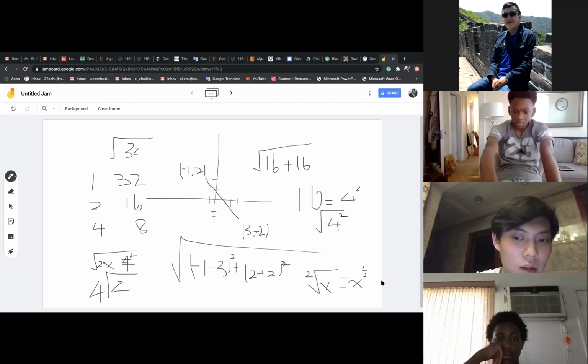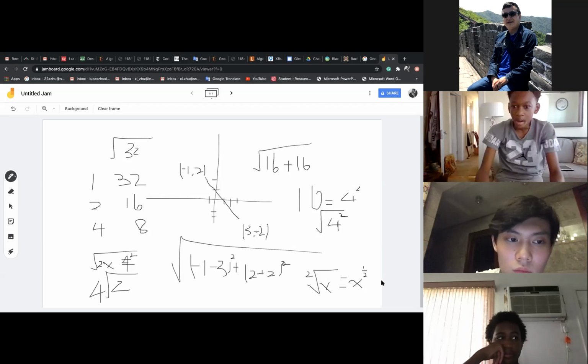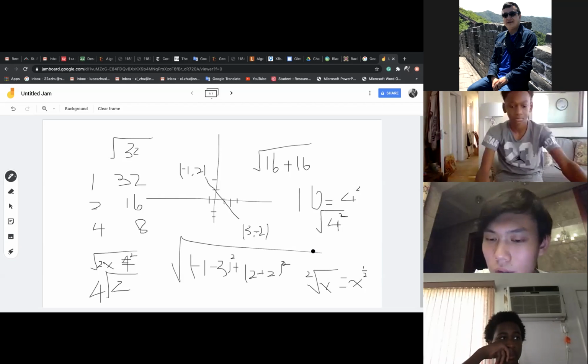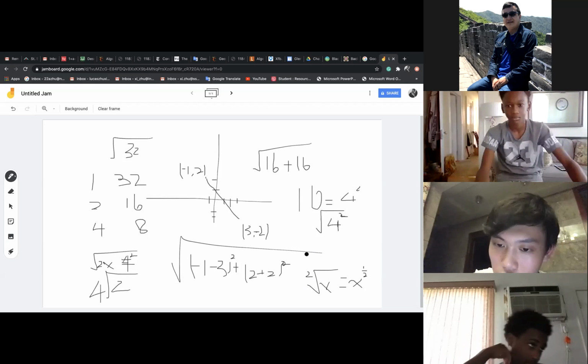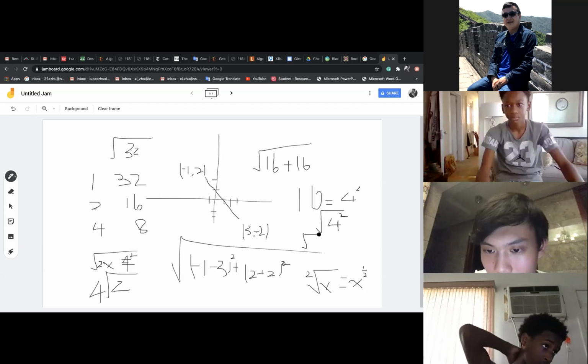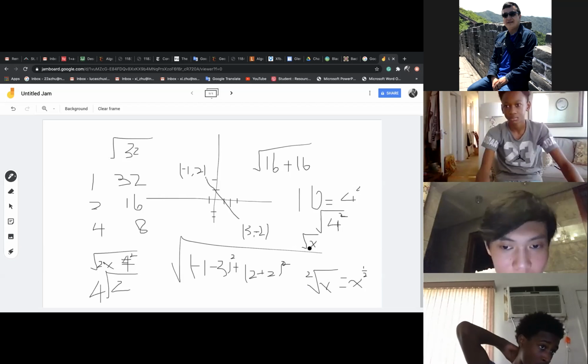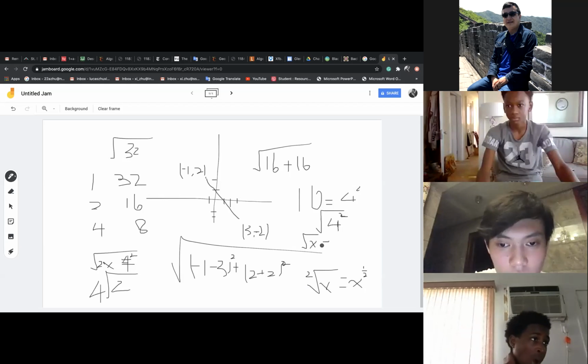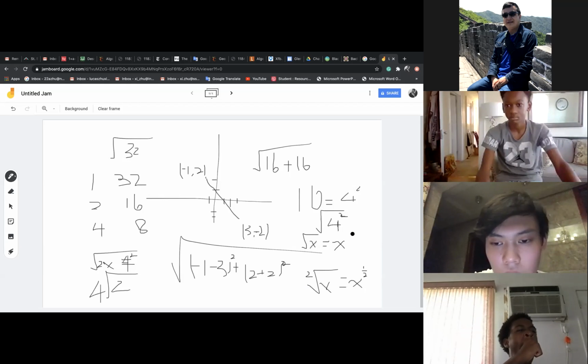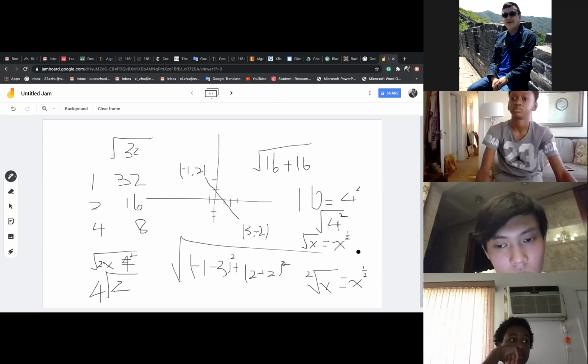Have you guys learned that? No, we didn't learn that yet. Yeah, but in the future you're going to know that the square root of any number equals the number to the one-half power. But don't worry about that.